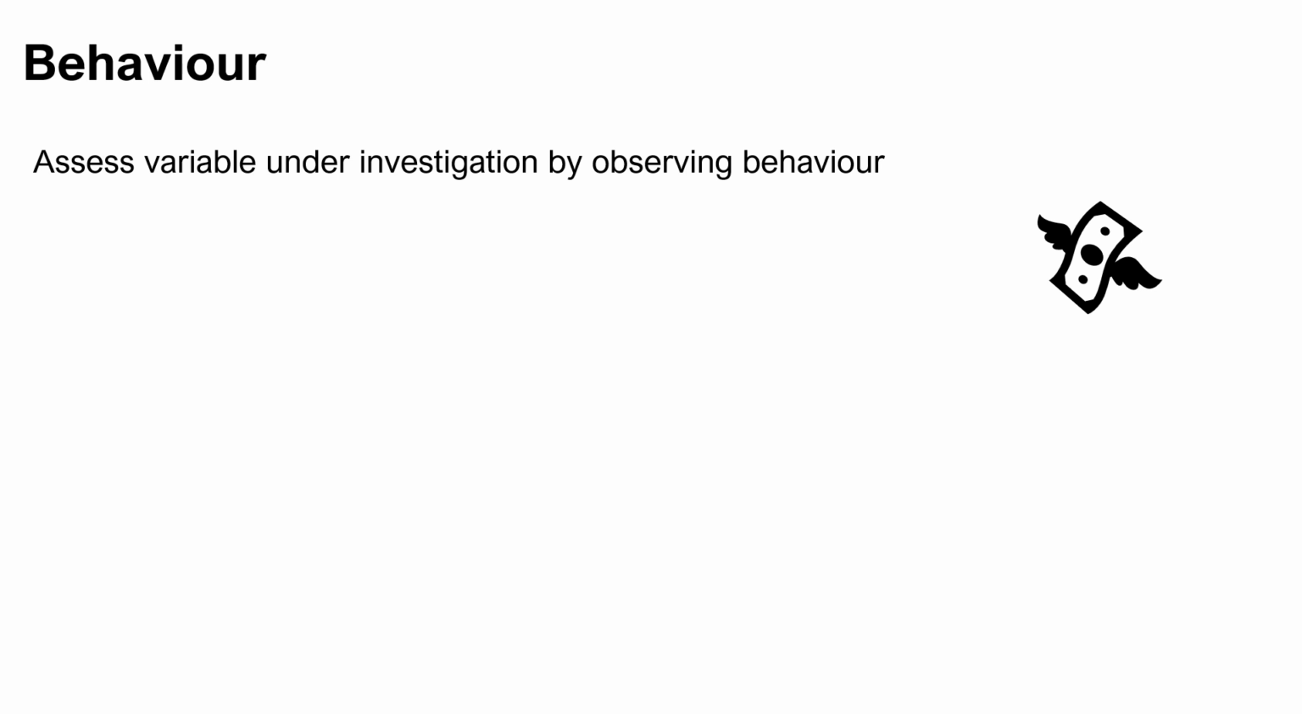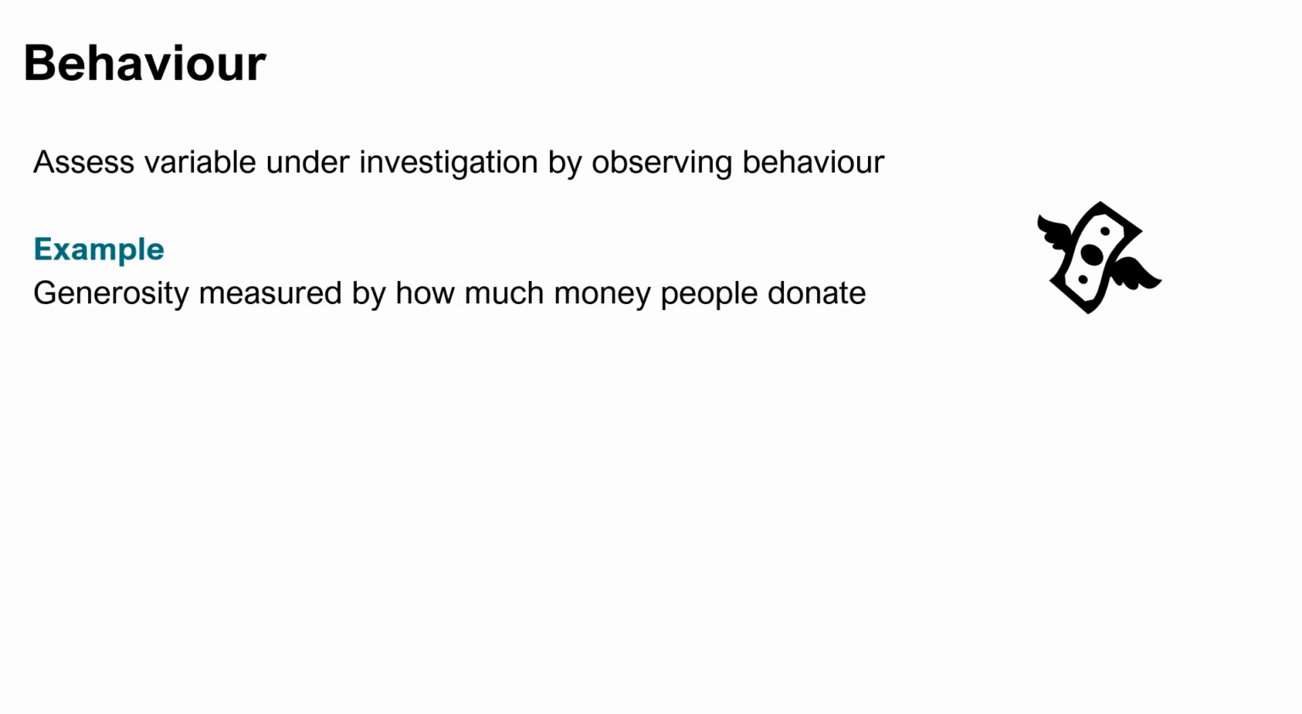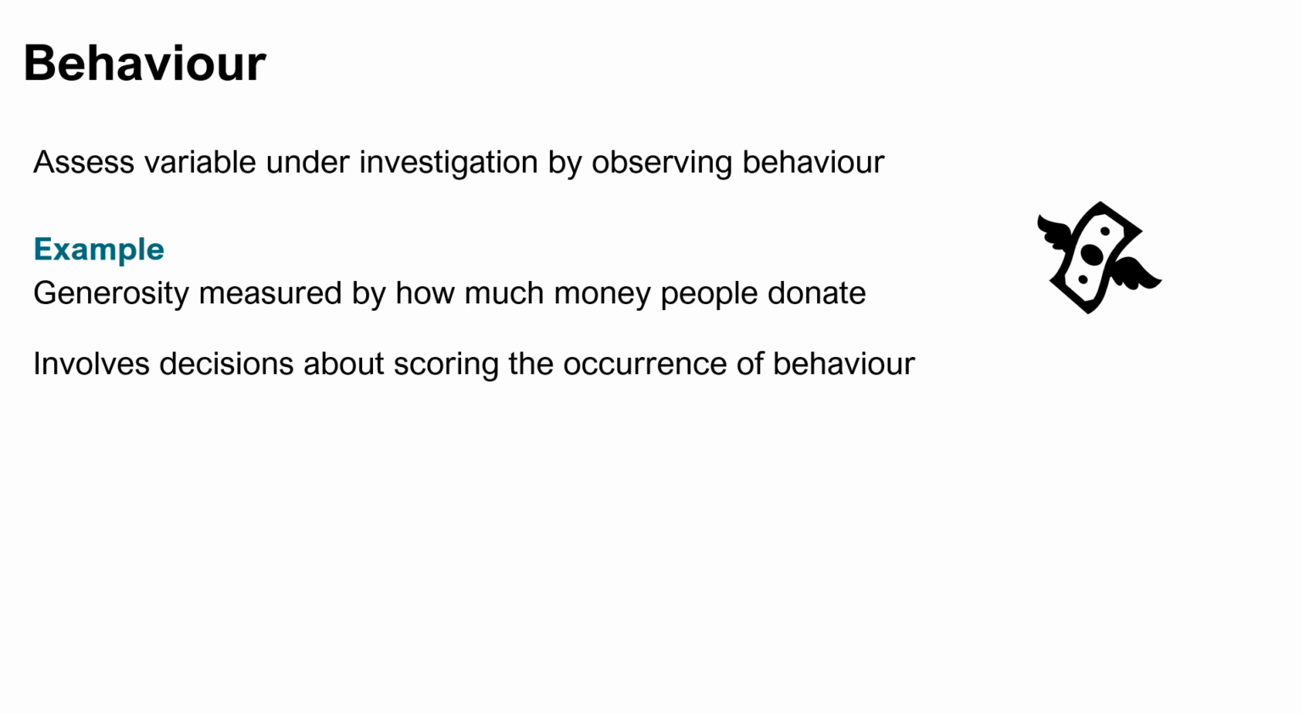Finally, we can assess variables by observing participants' behavior. For example, we can measure generosity by how much money people donate. This still involves some decisions about how to score the occurrence of the behavior. For example, is it the amount of money? Is it how quickly they donate? Is it whether they donate or not?